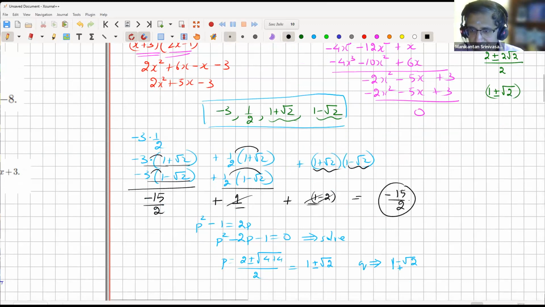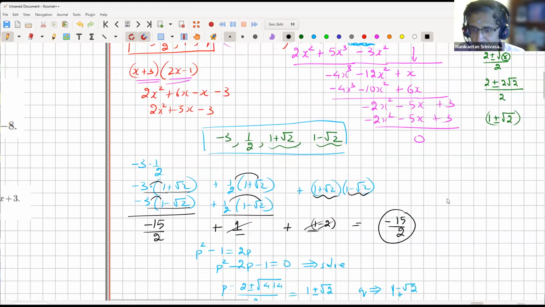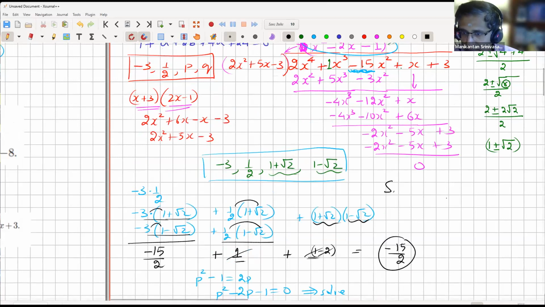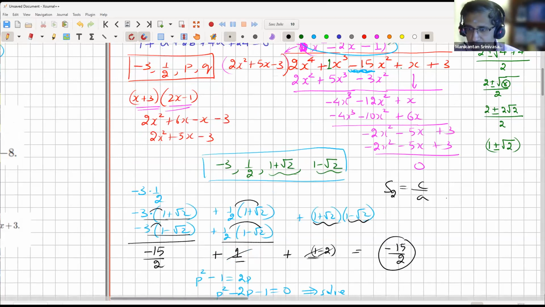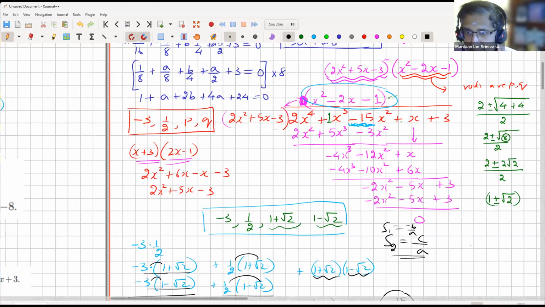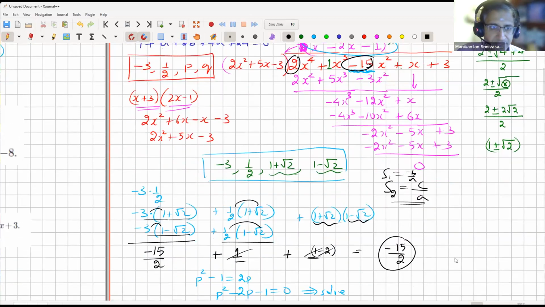Is that matching with my expectation? I'm expecting the sum of product of roots taken 2 at a time to be c by a. We started with -b by a as S1. C by a is S2, the sum of product of roots taken 2 at a time. Does this match what I have? Yes, c by a is minus 15 upon 2 indeed. So it does match. So everything is consistent.